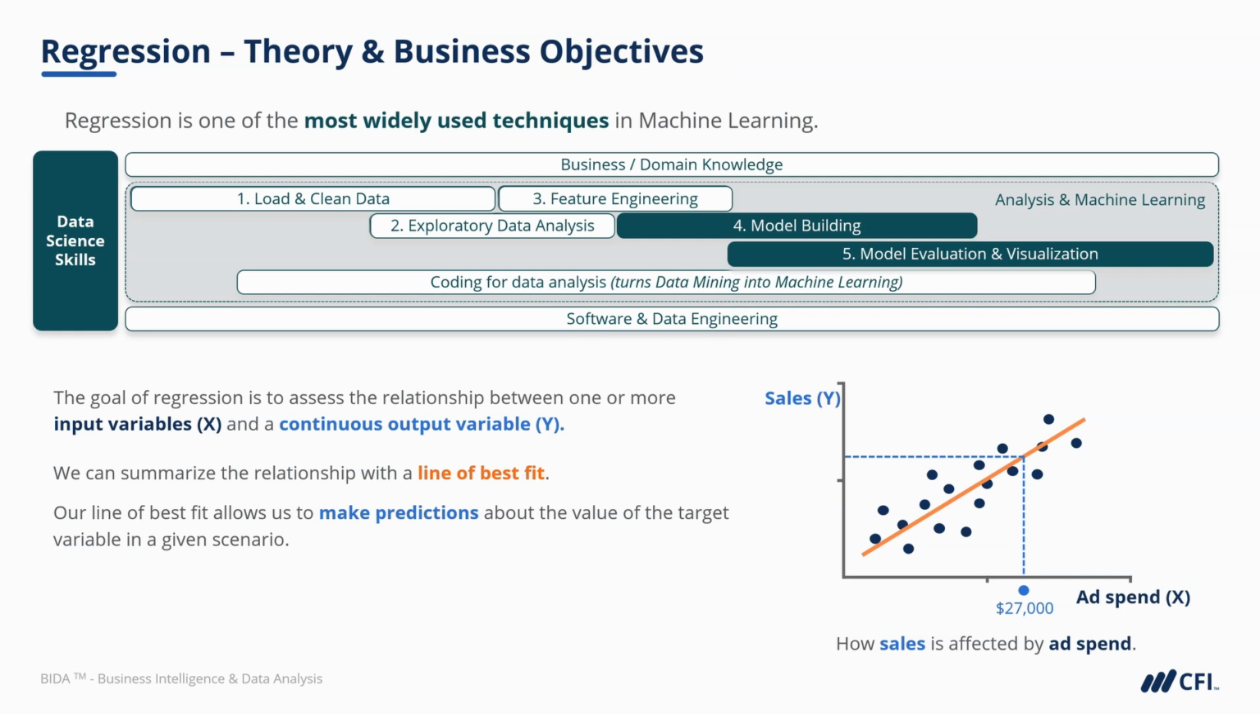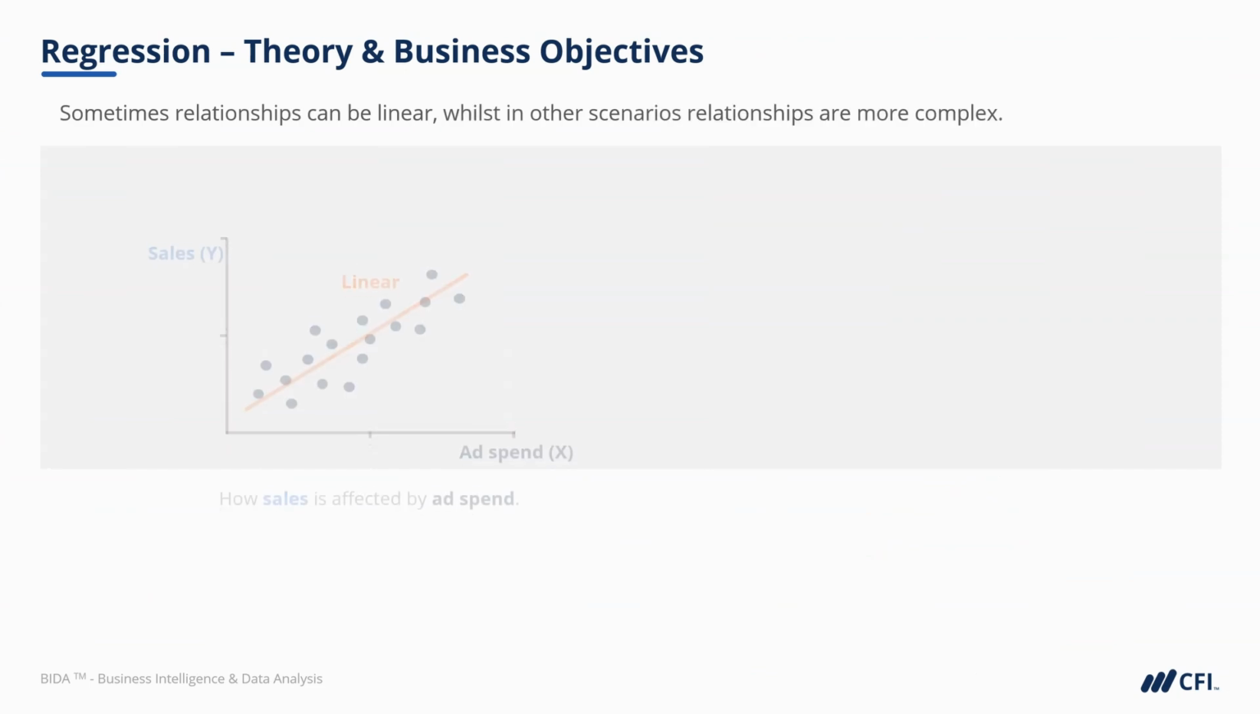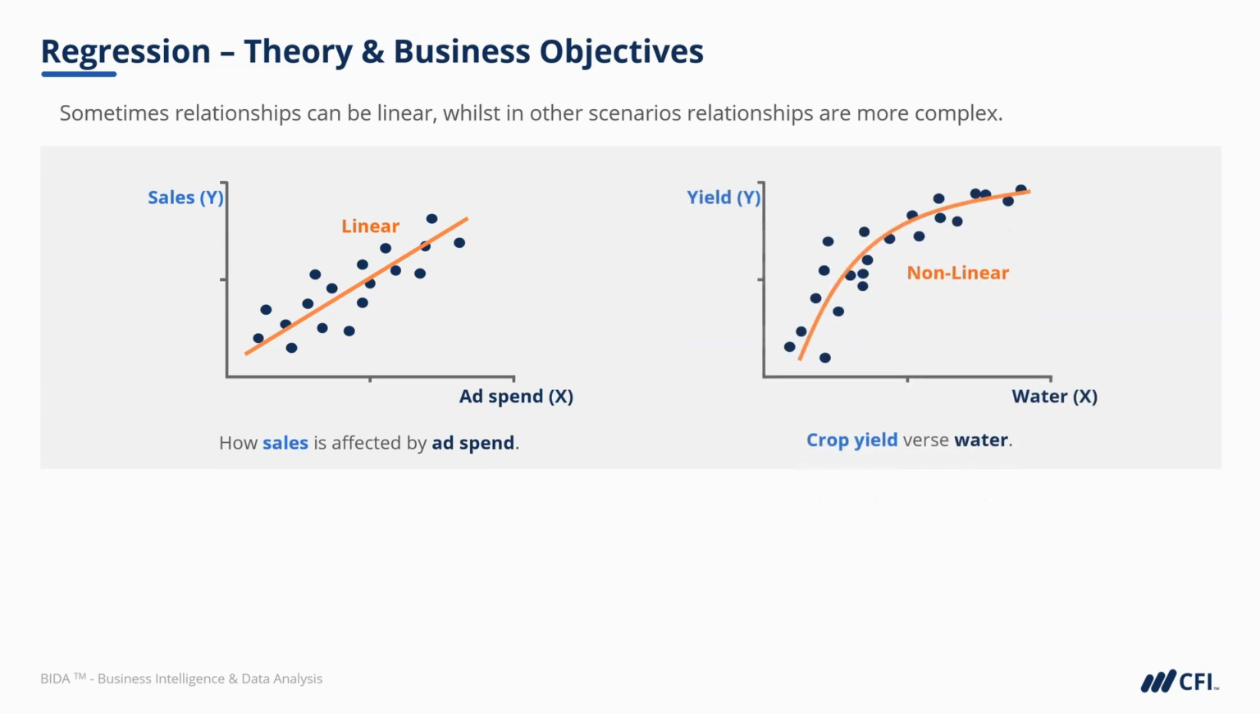Not all scenarios are so simple though. Sometimes relationships can be linear, like that first example that we saw. But in other scenarios, relationships are more complex. Here we've got an example of a non-linear relationship between the amount of water and the crop yield we get from a farm.